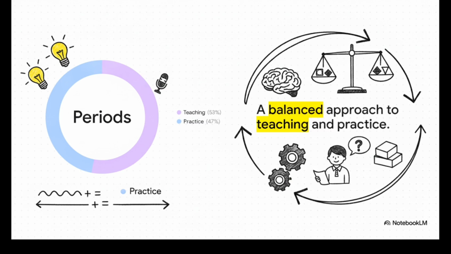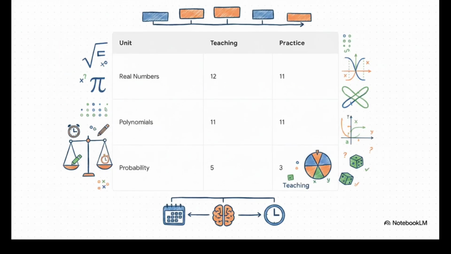You aren't meant to just be talking at them for 90% of the year. Almost half of your classroom time is explicitly dedicated to students getting their hands dirty with the math, practicing and discovering the concepts for themselves. And this macro-level balance applies beautifully to the micro-level individual units as well. For example, the real numbers unit gets 12 teaching periods and 11 practice periods. Polynomials, 11 teaching, 11 practice. Probability, 5 teaching and 3 practice.